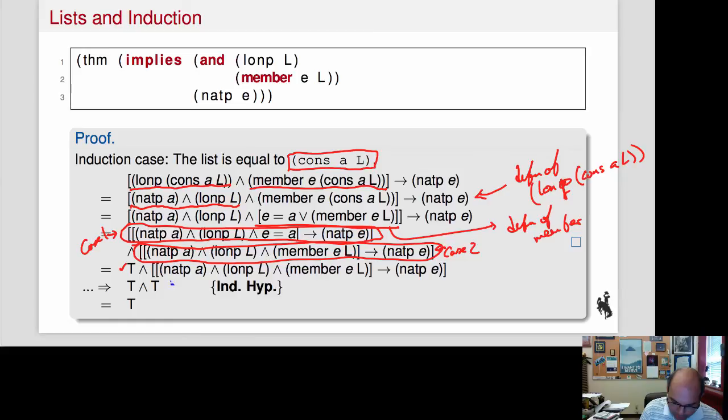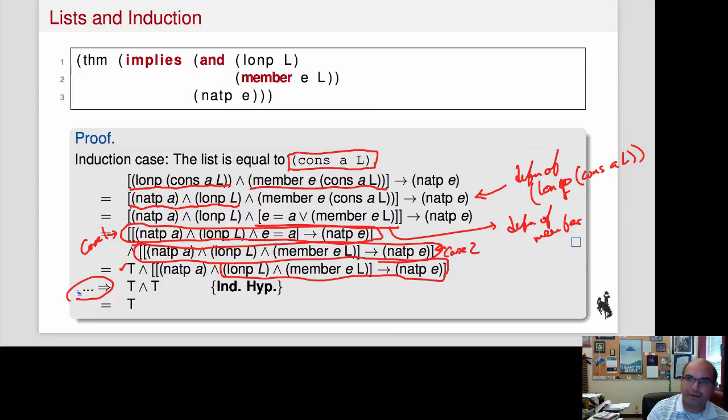Well, if we simply ignore that A is a natural number and just look at this, we get it from the induction hypothesis, because the induction hypothesis tells us that if L is a lonp P and E is a member of L, then E is a nat P. Technically, this isn't a one step. That's why I didn't use an equal; I used dots and eventually. But with just propositional reasoning and the induction hypothesis, we can reduce that also to true. Well, then we're done. We have now proved that if L is a list of natural numbers and E is a member of L, then E has to be a natural number.